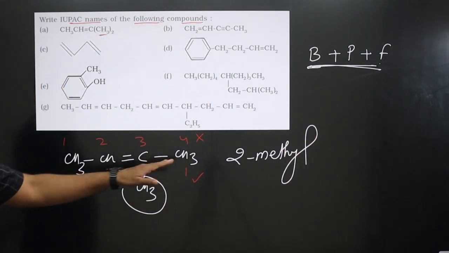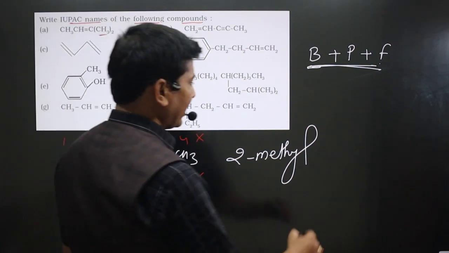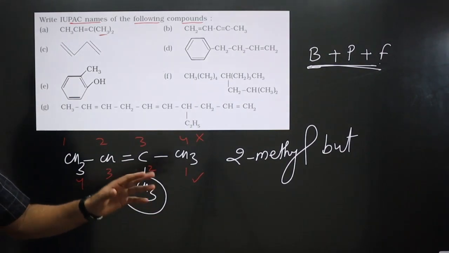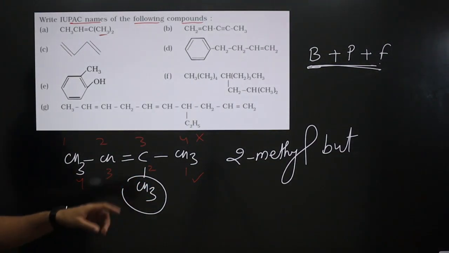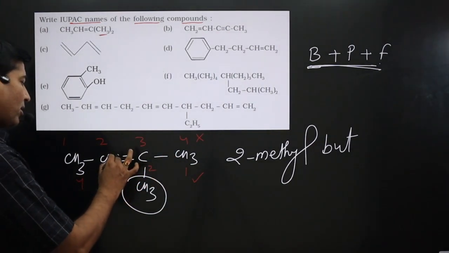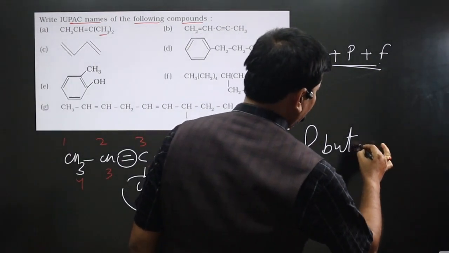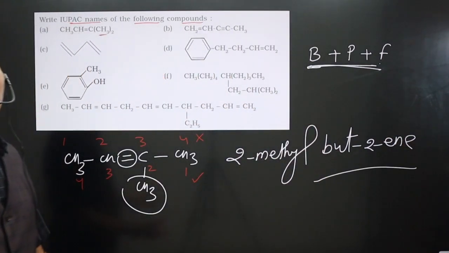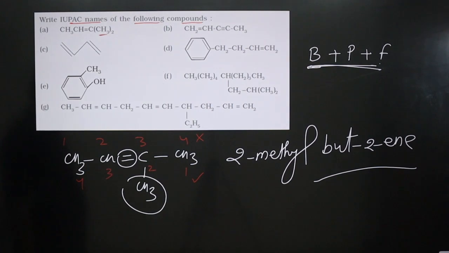In the parent chain, how many carbons are there? Total 4 carbons. So we can write but. Now we have to add the functional group. We have a double bond. In the second carbon, you can see the double bond is present. So we can write 2-ene. So the name of the compound is 2-methylbut-2-ene, 2-methylbut-2-ene.